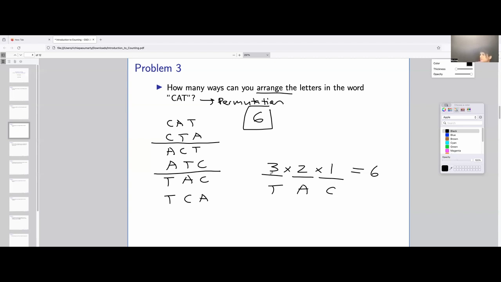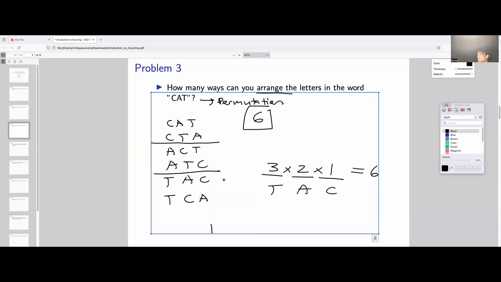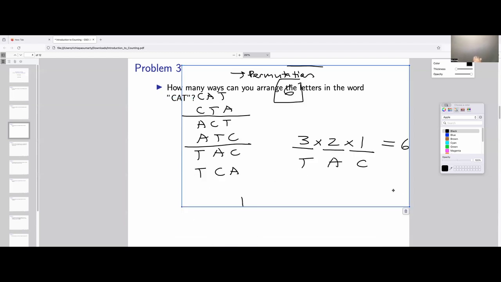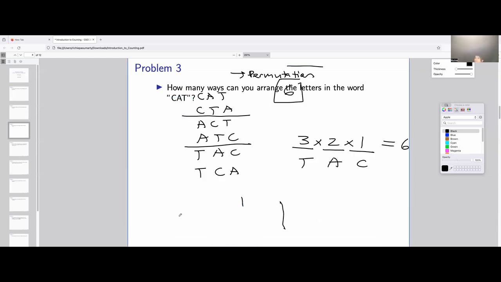Okay, here's another thing which is important. You see these numbers 3 times 2 times 1. Sometimes you're going to have even bigger numbers. So for example, you might have 5 times 4 times 3 times 2 times 1. So you have all the numbers down to 1.